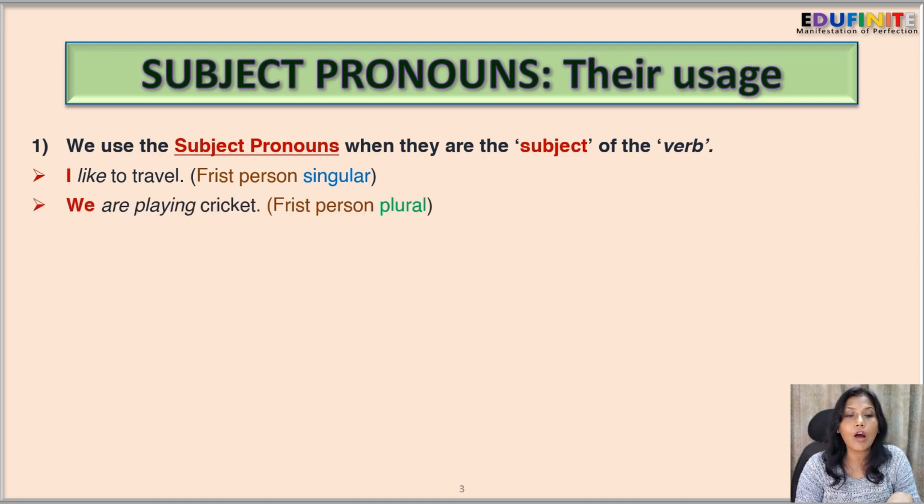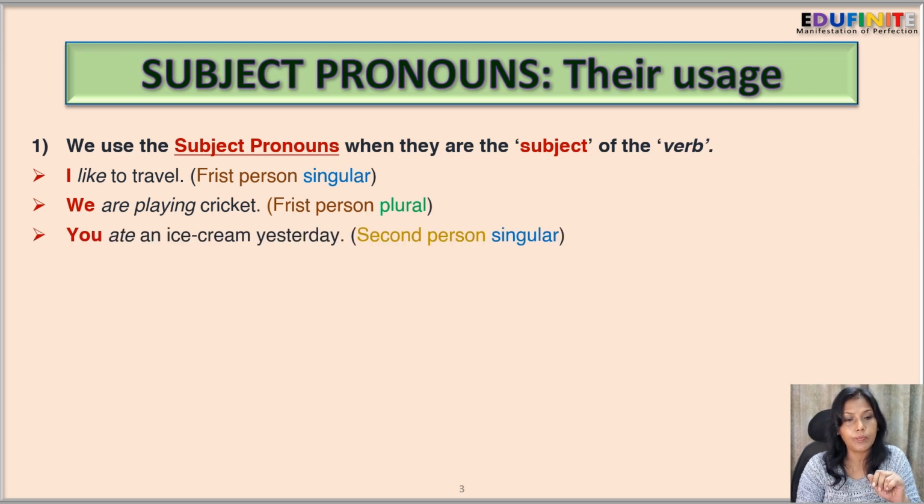Next, we are playing cricket. Here, we is first person plural, and it is the subject of the verb are playing. So, it is a subject pronoun. Next, you ate an ice cream yesterday. Here, you is second person singular, and it is the subject of the verb ate. So, it is a subject pronoun.